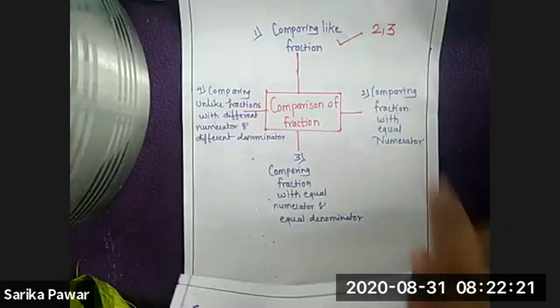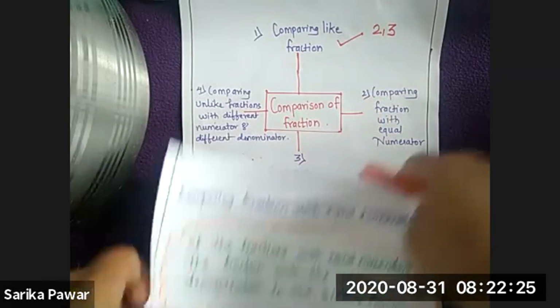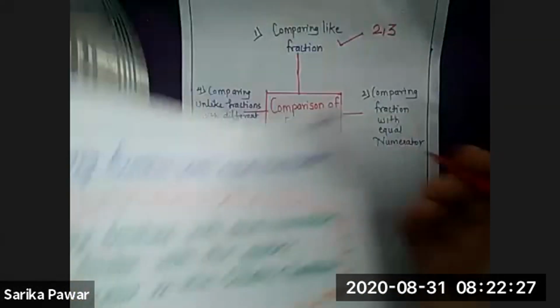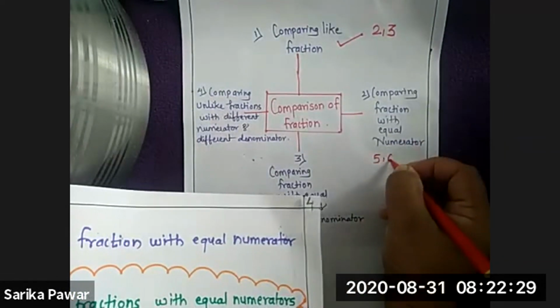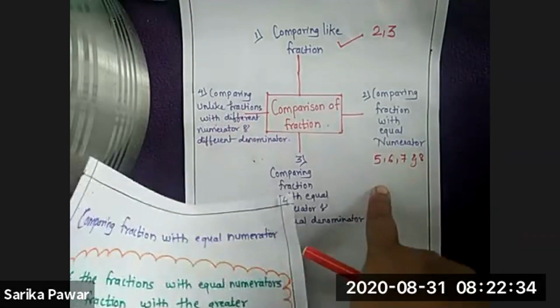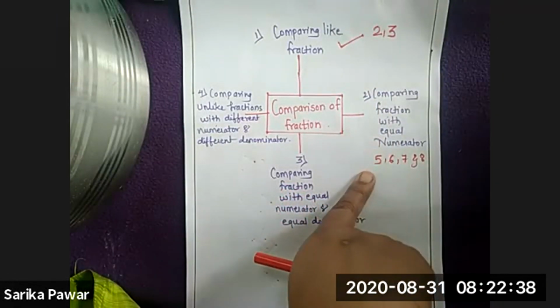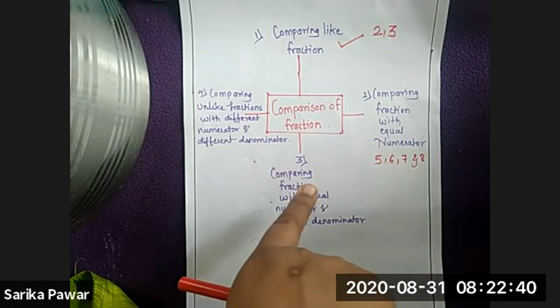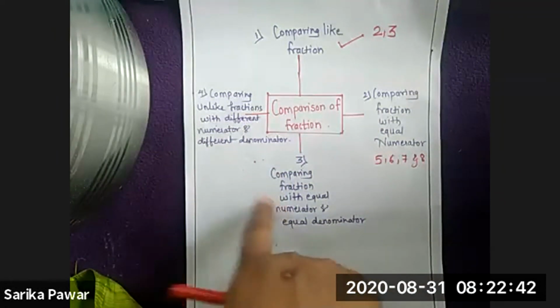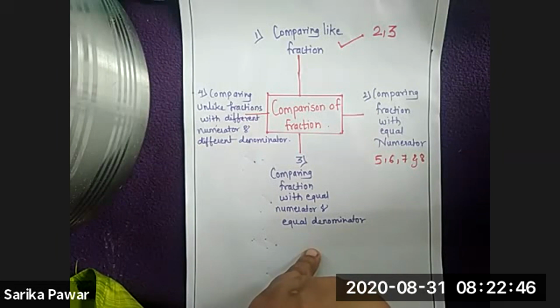See here, comparing fractions with equal numerator. Examples 5, 6, 7 and 8 follow the comparing fractions with equal numerator rule. Now unmute yourself, mute yourself. I will explain the third part, and after that I will ask you the questions. First, you listen carefully.